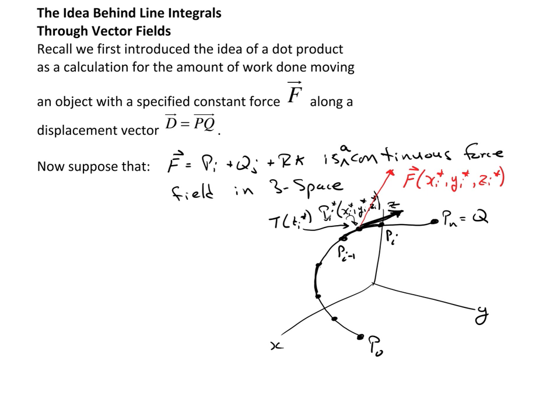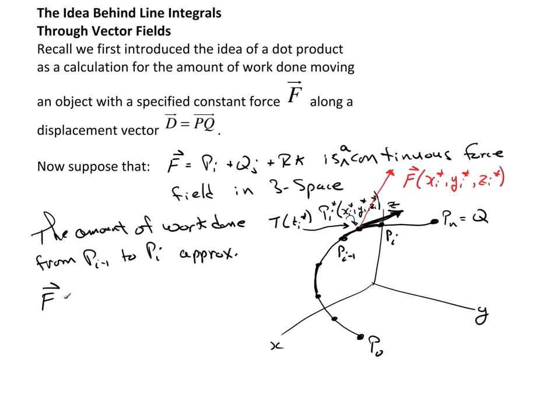So I can think of the amount of work done from Pi minus 1 to Pi to be approximately equal to this: the force field, or the force vector at this point, xi star, yi star, zi star, dot this tangent vector, delta S, where delta S is just the arc length.